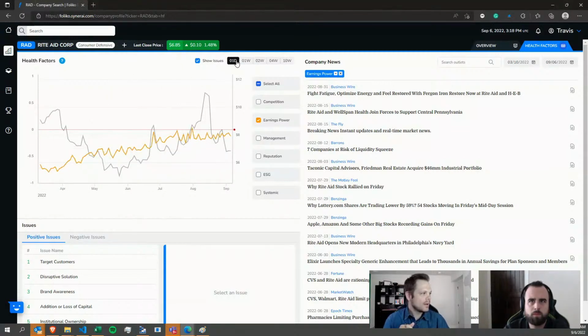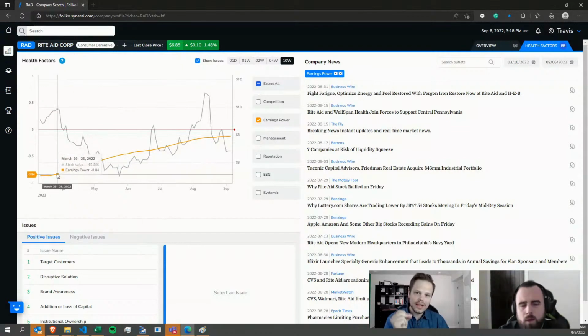Now I have here on the top right-hand corner, I can look at the 1 day, so I can see what the score was for that day. I can look at the 1 week all the way out to the 10-week rolling average.